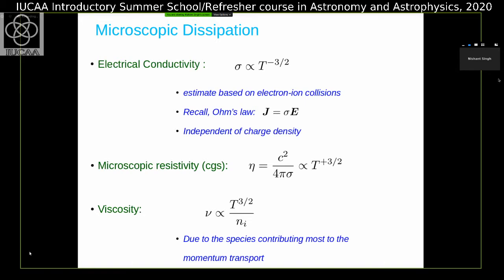Similarly, for viscosity, viscosity is a dissipative term for the momentum transport. So while electrons are important for electrical conduction, for momentum transport, much of the momentum is transported by the ions. So the kinematic viscosity, please also note that this is a kinematic viscosity and not the dynamic viscosity, eta. Eta was previously defined also as dynamic viscosity, but from now on eta is the resistivity of the plasma. It's the microscopic resistivity of the plasma.